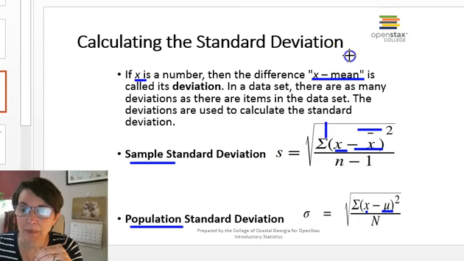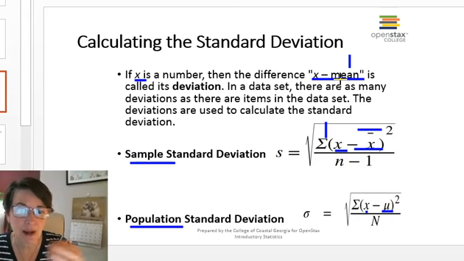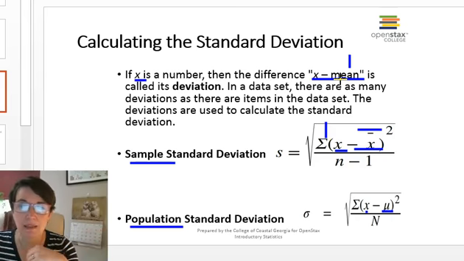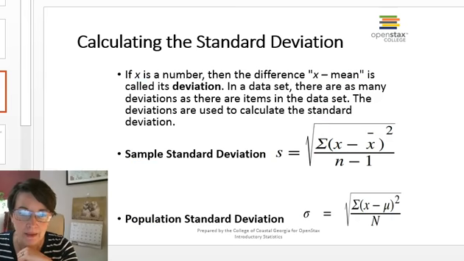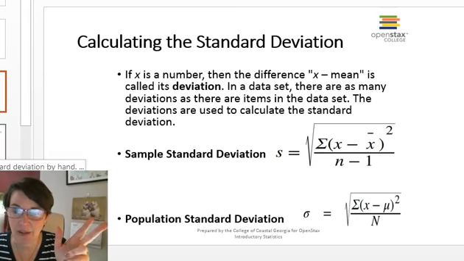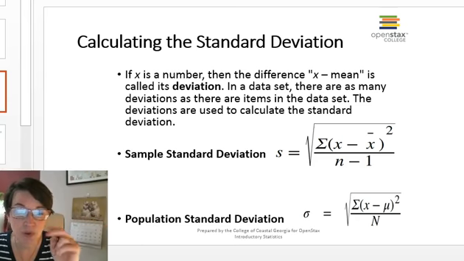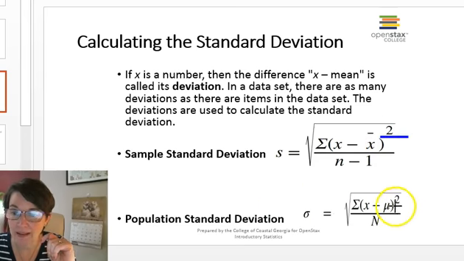So we're going to take each data piece and subtract the mean from it. This will give us the distance, right? How far away from the mean each piece of data is. That's called our deviation. And in a data set, there are just as many deviations as there are items in the data set, because we're going to do this for each piece of data. The next portion of calculating the standard deviation, once we do that, is to square. Notice on the outside of both of these I have squaring that.